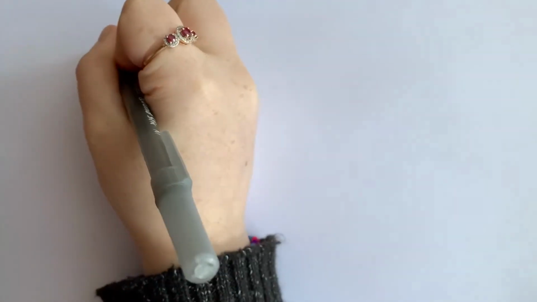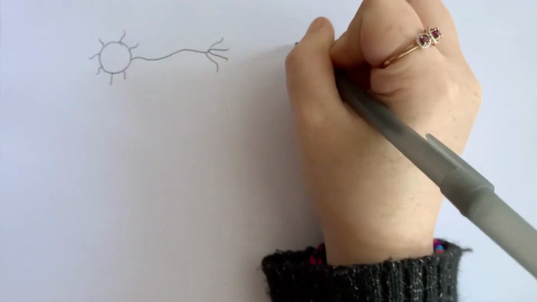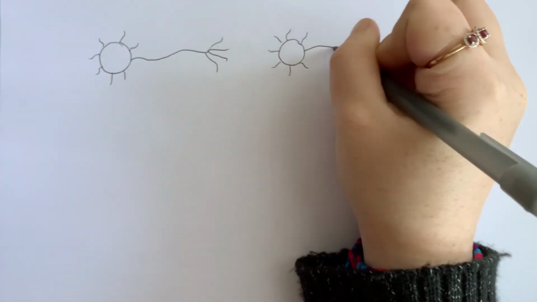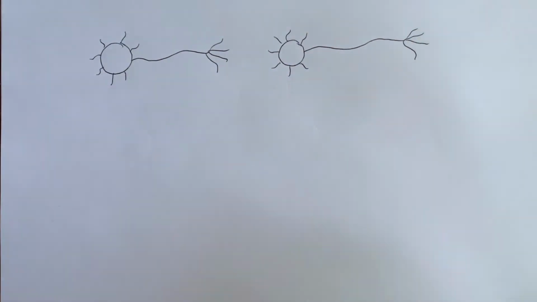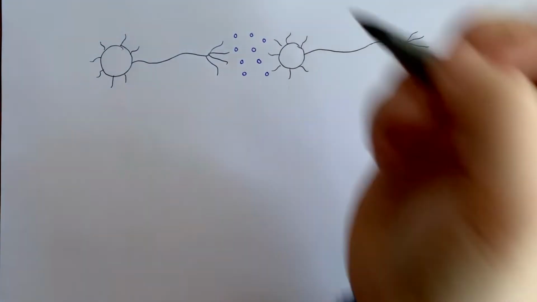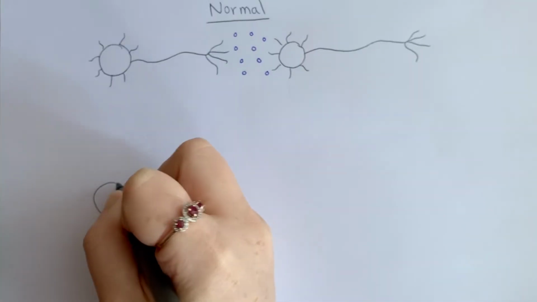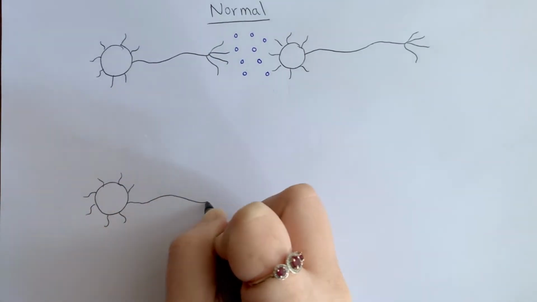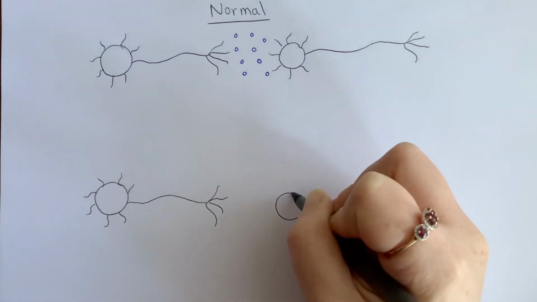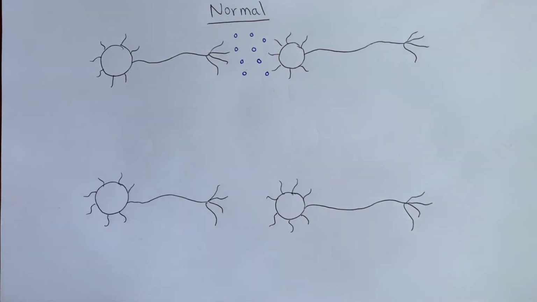So now, let's compare two situations that occur in the human brain. One is the normal situation in which the signaling molecules will be in the space between the two neurons and will easily be taken up by the neuron next to it. Then we have another situation which appears to be normal but is not, and we will see why in just 1 second.